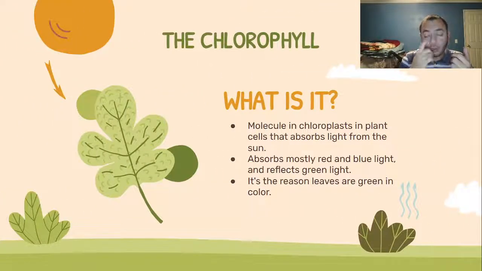Right? So chlorophyll. Chlorophyll is really important because it's the molecule in the chloroplast that absorbs the light from the sun. Right? Chlorophyll absorbs mostly red and blue light in the light spectrum, right? You've got your rainbow light spectrum, so chlorophyll absorbs red and blue light and reflects green light. That's why leaves are green in plants.